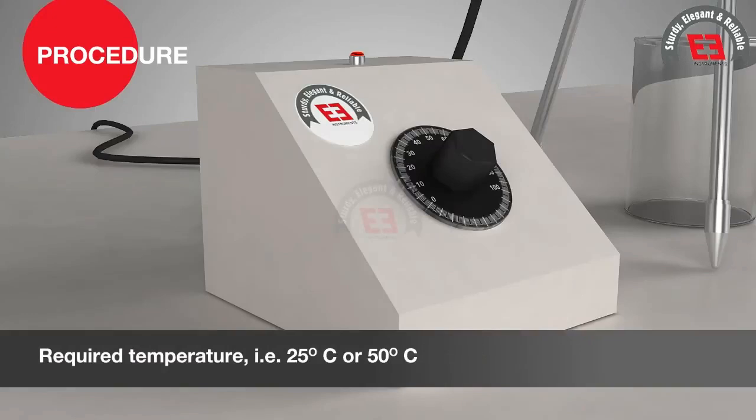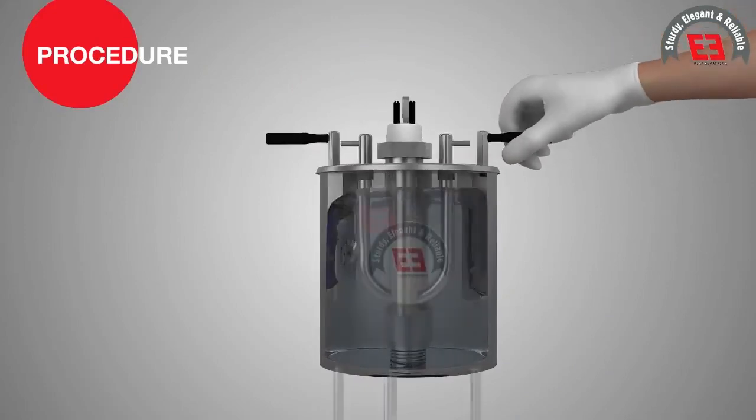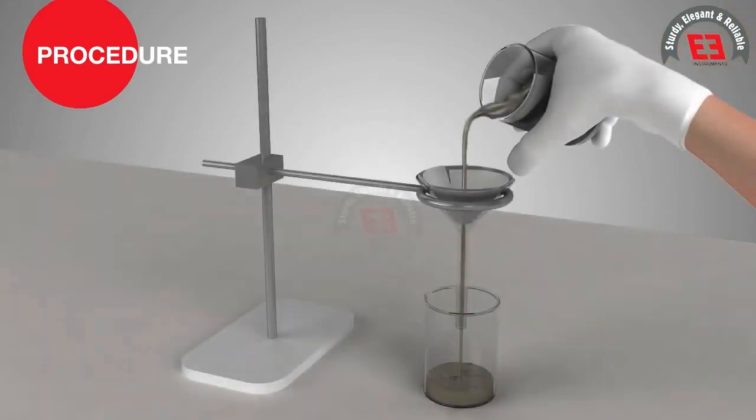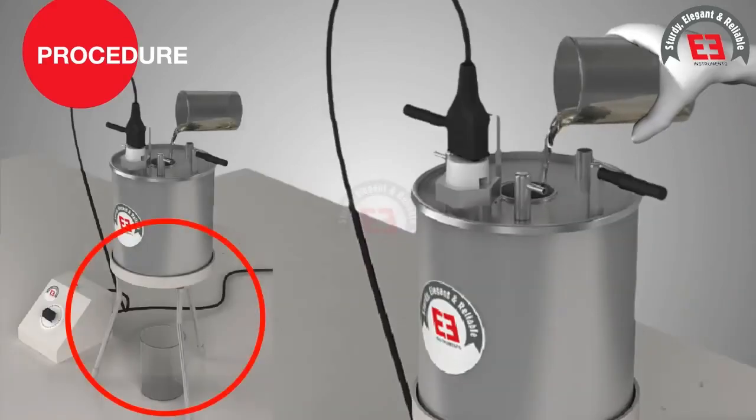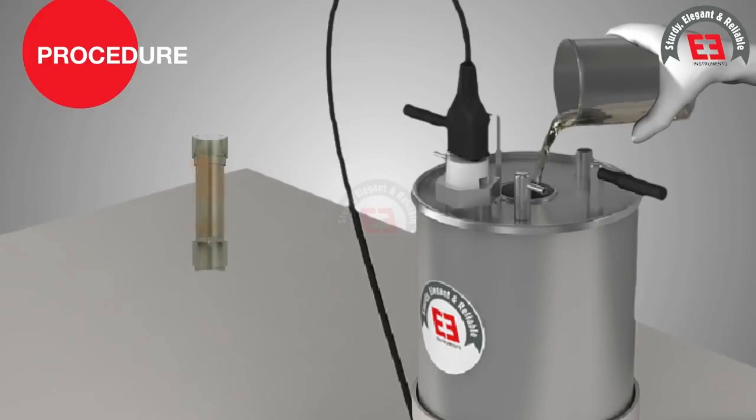The temperature of the bath is set at required temperature, that is 25 degrees Celsius or 50 degrees Celsius, and stirring is continuously on. The emulsion is strained through 150 micron sieve before introducing into the oil tube. Pour some emulsion into the oil tube so that the entire surface of the tube gets wet and allowed to drain out.